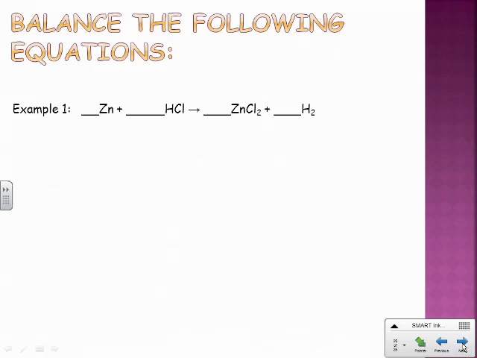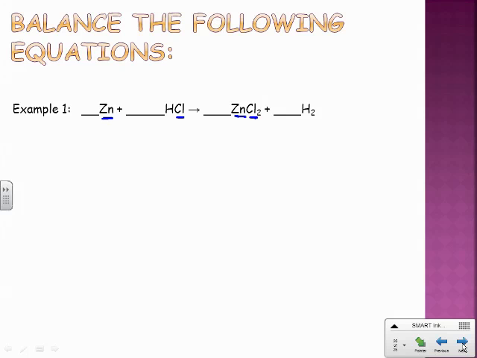So let's do some practice here. Example number 1 says I have zinc plus hydrochloric acid producing zinc chloride and hydrogen gas. Okay? So how we do this is we just have to make everything on the left side equal everything on the right side. So if I have 1 zinc over here and 1 zinc over here, it's good. But then I need to move on. I have 1 chlorine over here and 2 chlorines over here.